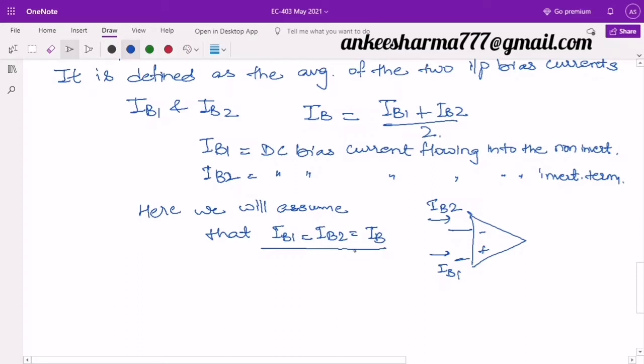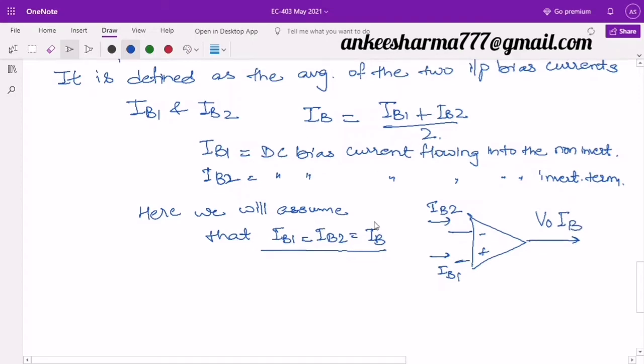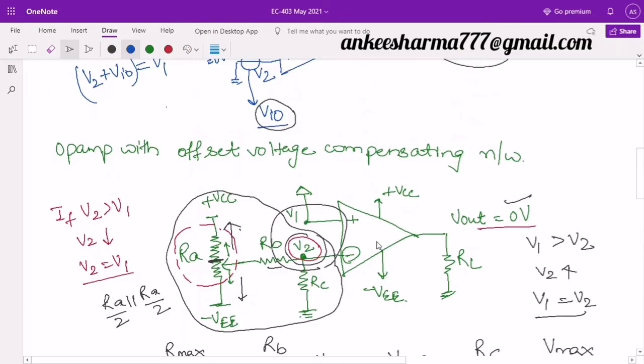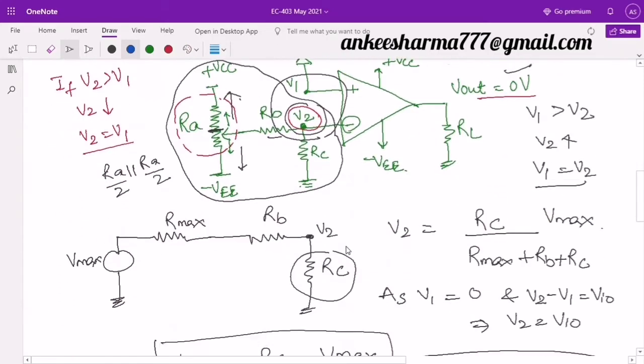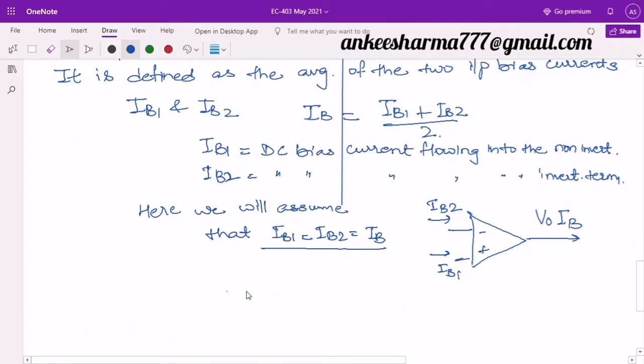So if I extend this diagram, I have used IB1 and IB2, and this is giving me some output. I will name this output in terms of my input bias, so I will write VOIB. In the earlier case of VIO, the input offset, our output was represented as VOIO. These are the notations that we use to give our outputs. Now let's discuss this VOIB.